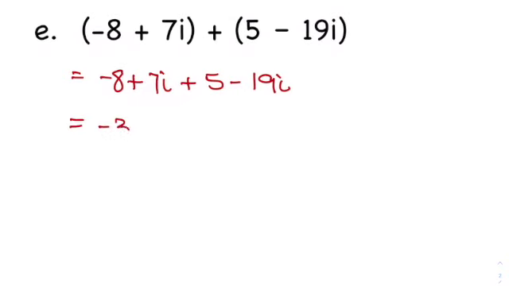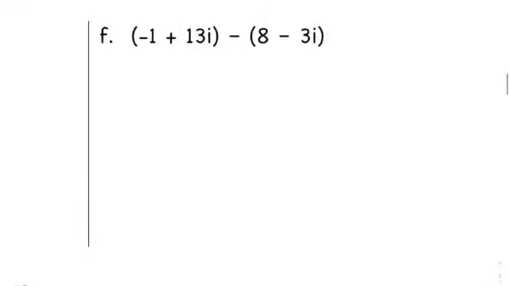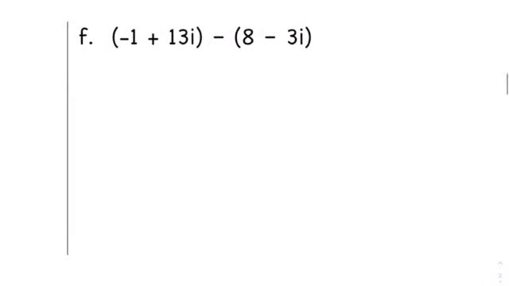So that's just negative 3, because this and that get combined, negative 3. Then the next ones get combined because they are like a letter. So that's 7i minus 19i, negative 12i. And that is it. That's your answer. I hope that's easy enough for you guys. Please pause the video and try letter F. Now, don't forget, letter F has a negative sign. You'll have to make sure you distribute the negative.